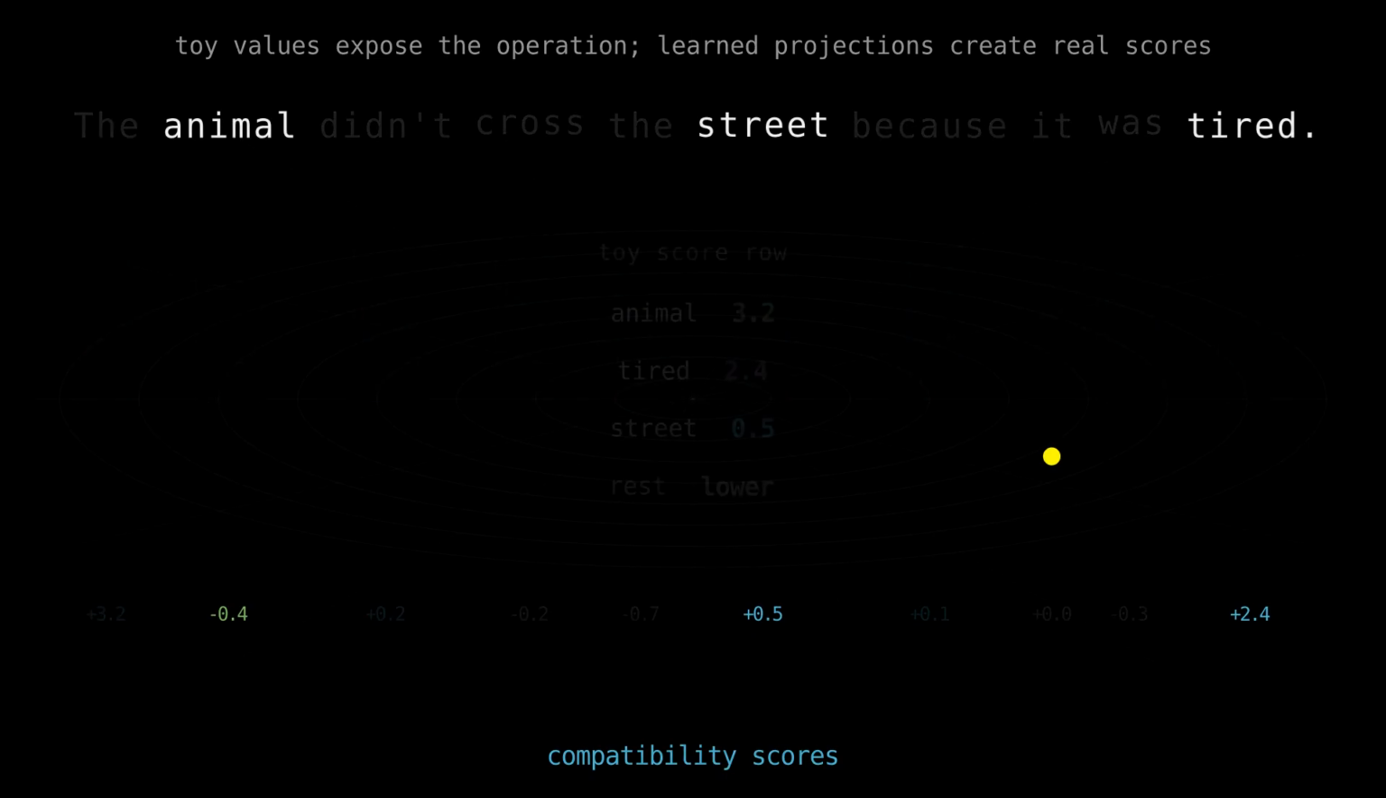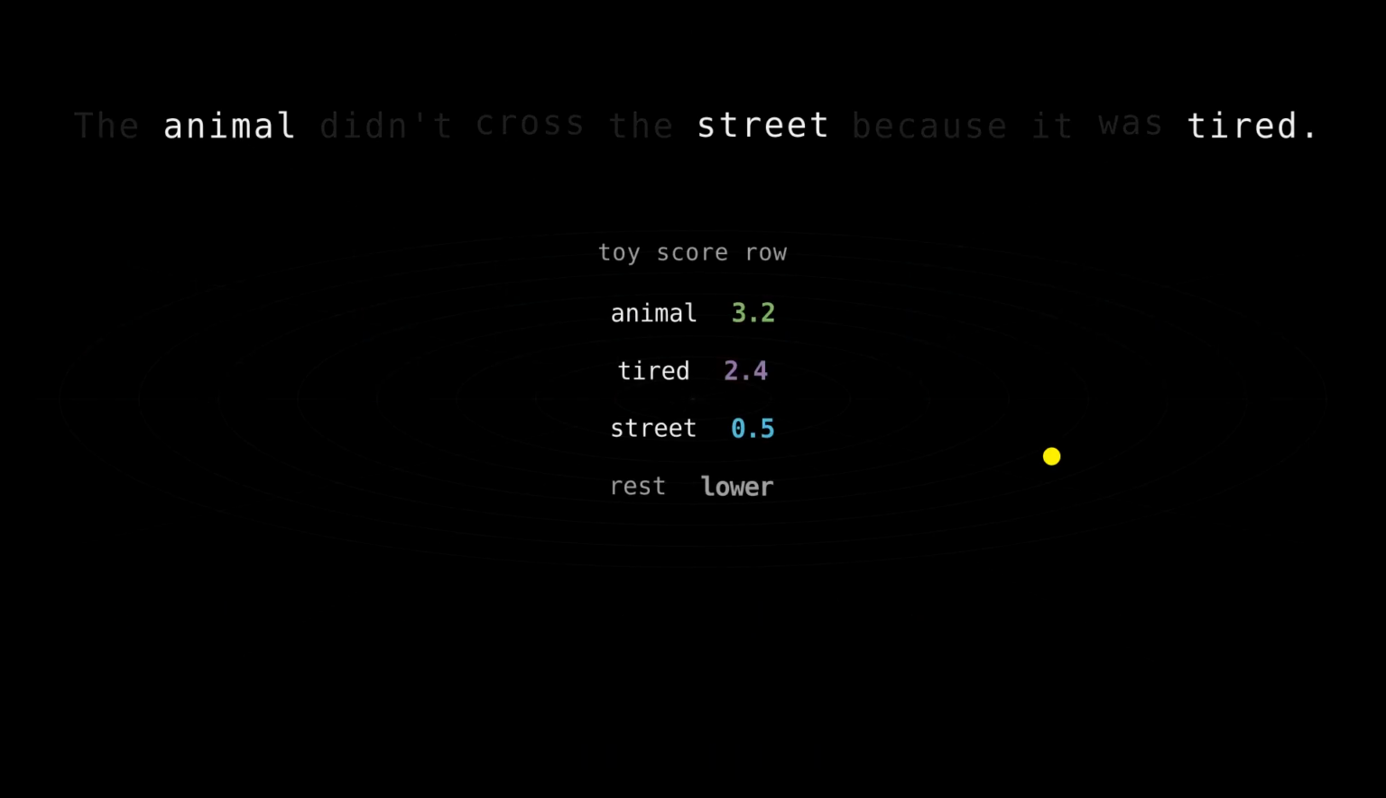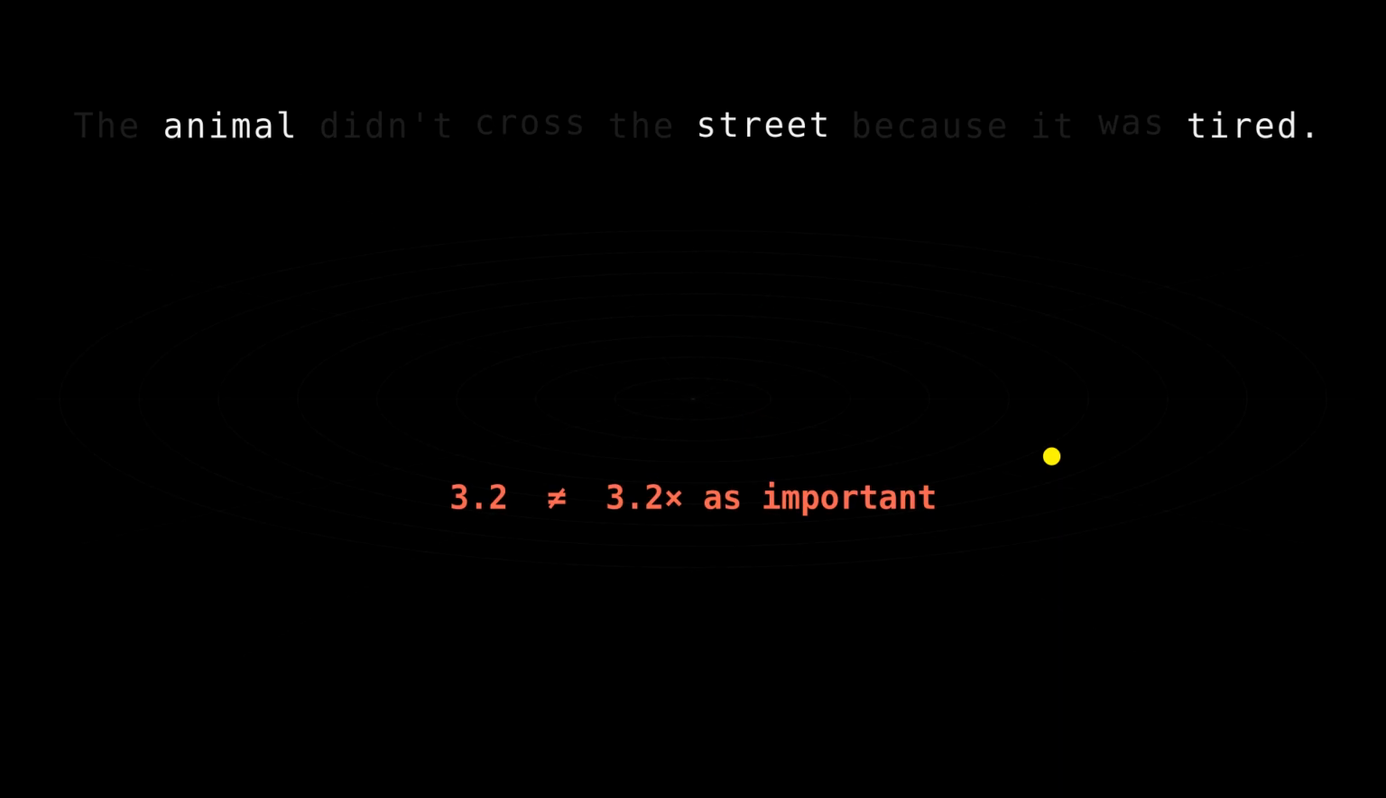Suppose animal receives 3.2, tired receives 2.4, street receives 0.5, and the remaining positions receive lower scores. We can already see a preference, but the scale is awkward. A score of 3.2 doesn't mean 3.2 times as important. We still need a clean set of mixing weights.